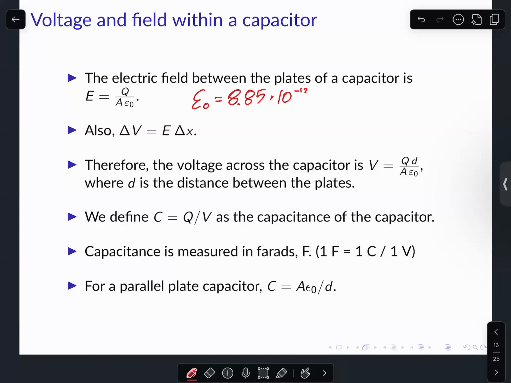I am defining the ratio of charge to voltage as the capacitance of the capacitor, which means the capacitance of a parallel plate capacitor is A epsilon naught over D. Note, I think that I forgot to write this on the board my first pass through. The base unit of capacitance is the farad, named for Michael Faraday, great experimenter from the 1800s. So 1 farad is the same thing as 1 coulomb per volt.